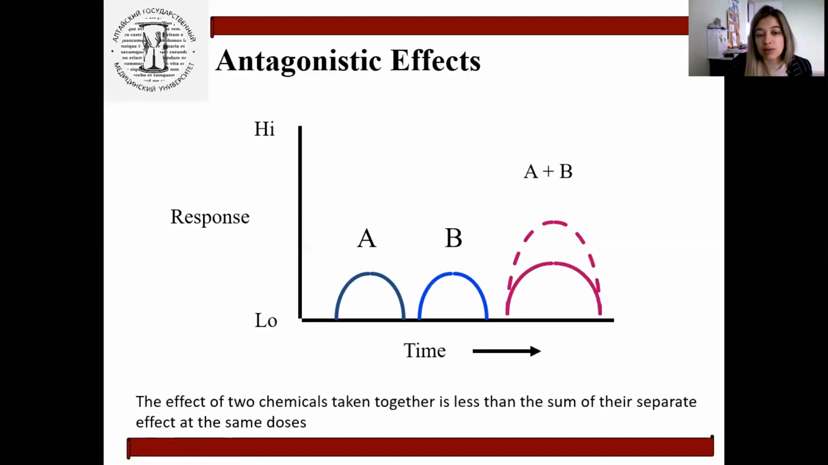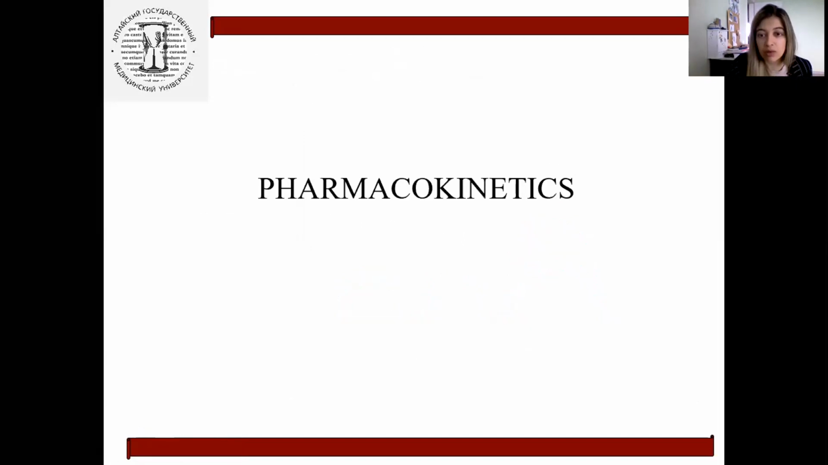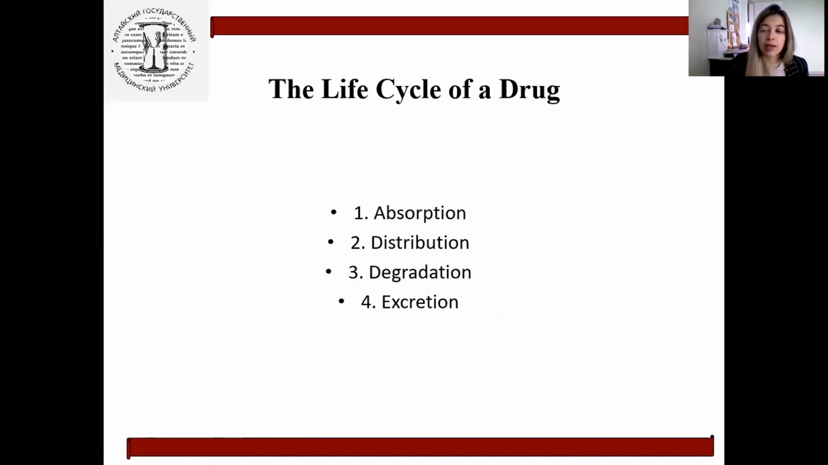Okay, these were the main principles of the pharmacodynamics of drugs, and now we go to pharmacokinetics. Pharmacokinetics is the science which studies how the body affects the drug. And there are 4 stages of the life cycle of the drug in our body. First is absorption. It is the first thing that happens, for example, in our GIT. Yes, the drug is absorbed predominantly from the small intestine, but not only there.